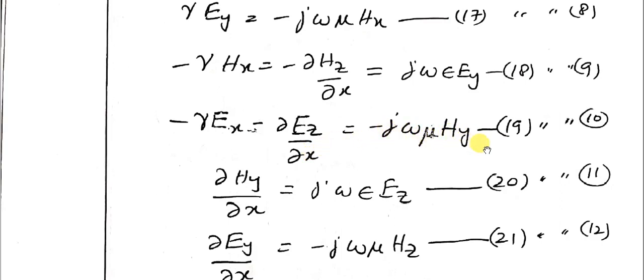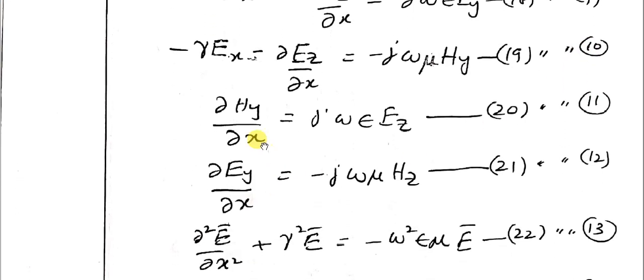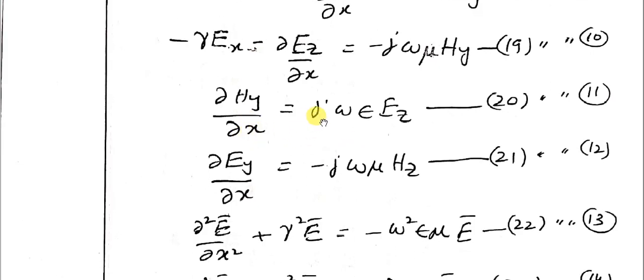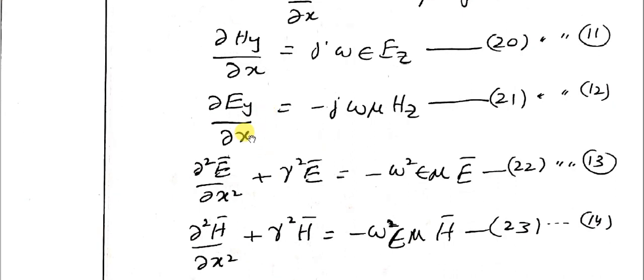And similarly, delta Hy by delta x is equal to j omega epsilon Ez. This is equation number 20, which is obtained from equation number 11. Delta Ey by delta x is equal to minus j omega mu Hz, equation number 21, which is obtained from equation 12.